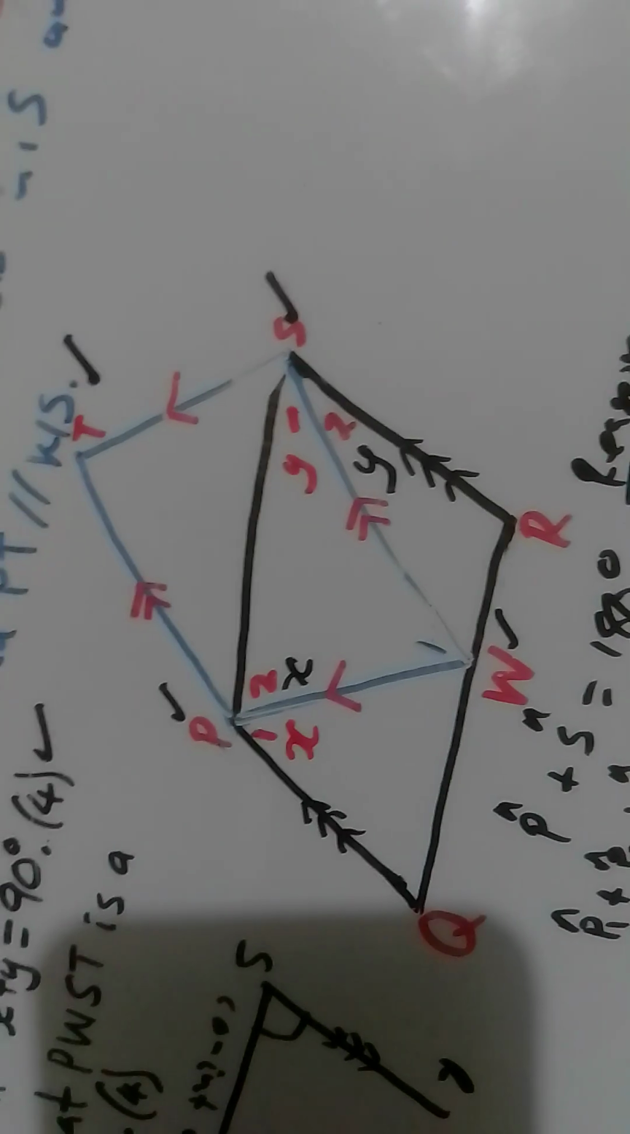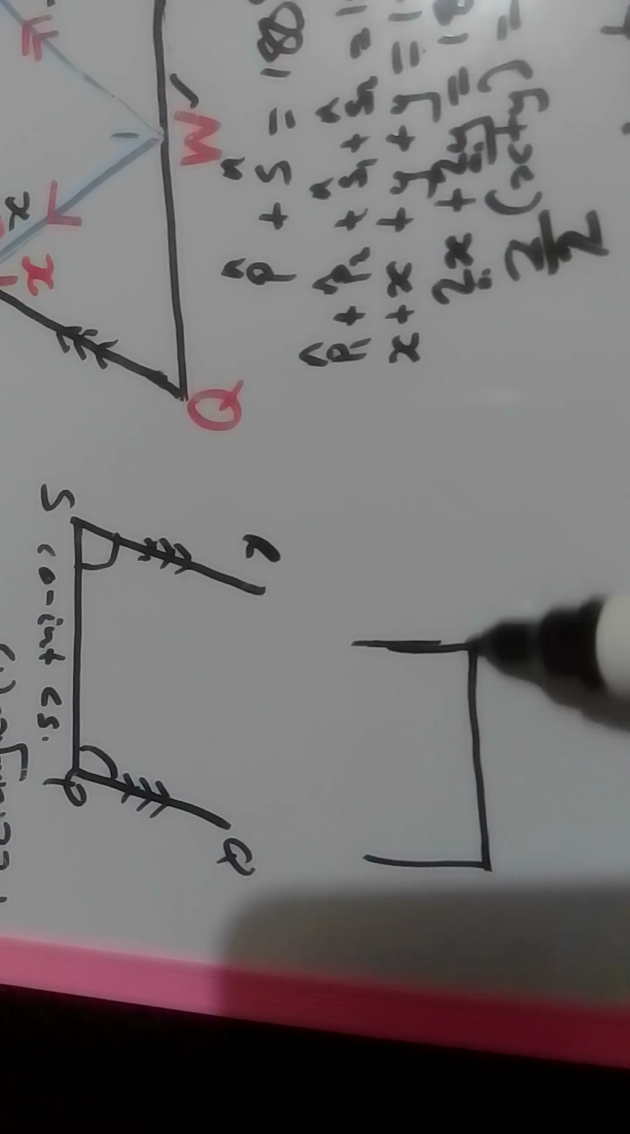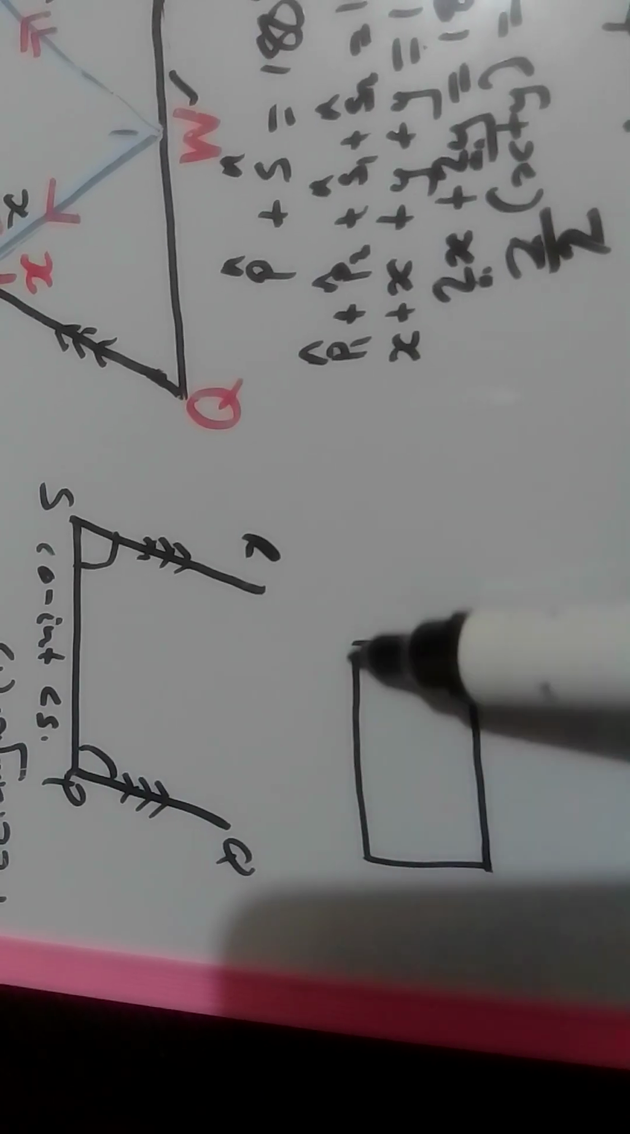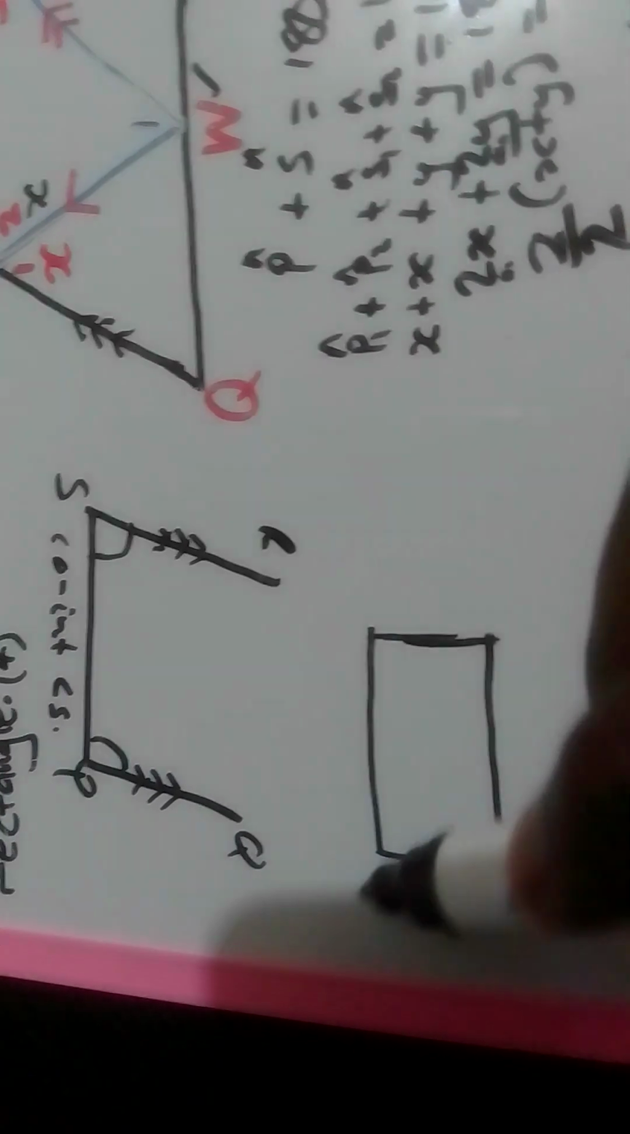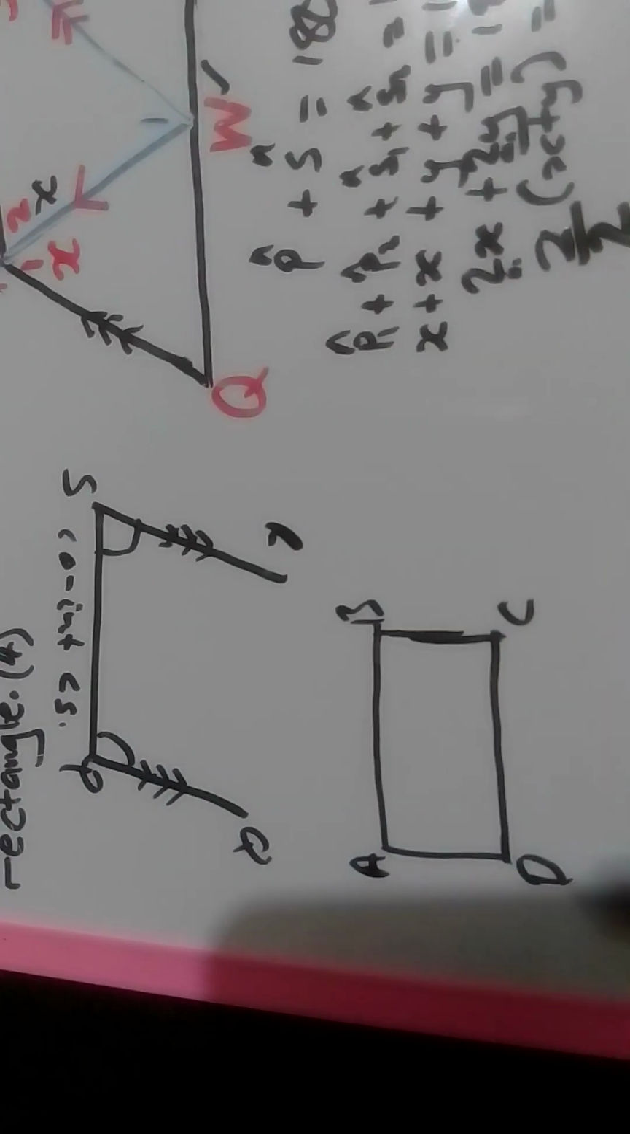I must prove that it's a rectangle. But what do I know about a rectangle? Let me just remind you, friendly reminder. I'm drawing a separate rectangle here. Forgive me for my drawing. So I will call it A, B, C, D.